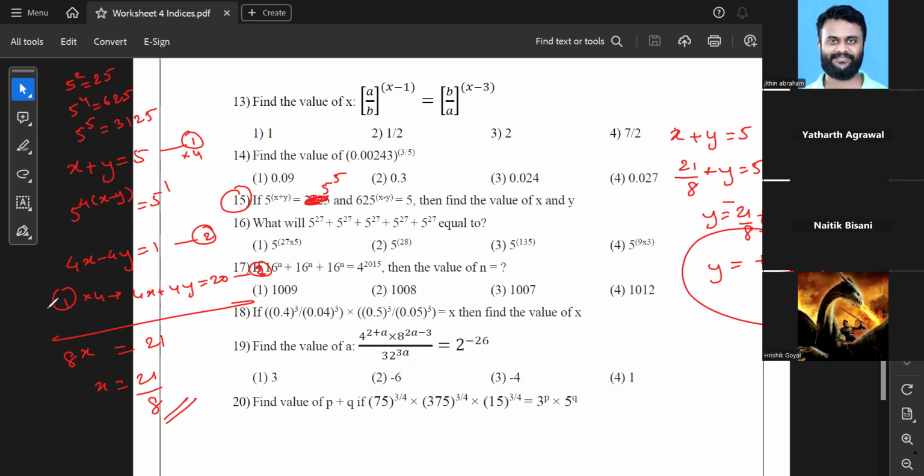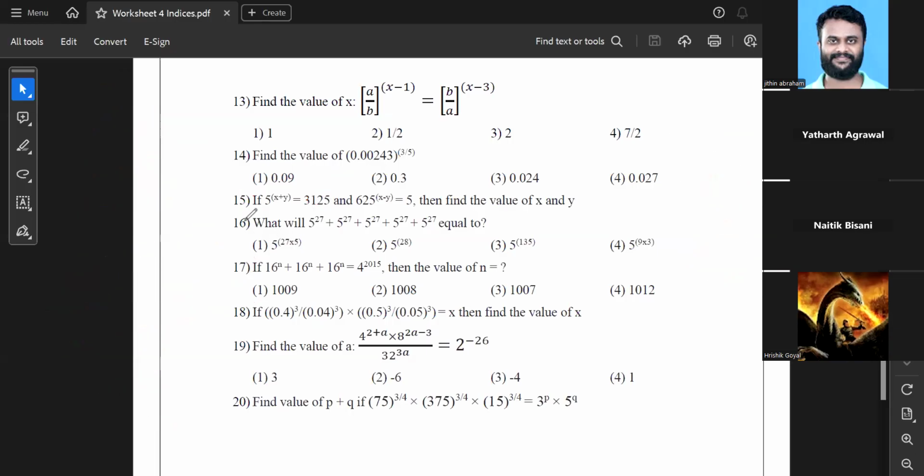So I'm erasing this now. Okay. 16th question, what will be 5 raised to 27 plus the 1, 2, 3, 4, 5 times? So basically it is 5 raised to 27 multiplied by 5. Multiplied by 5 means 5 raised to 1. That will give me 5 raised to 28. Option 2.